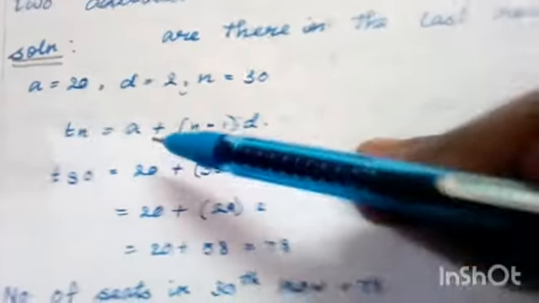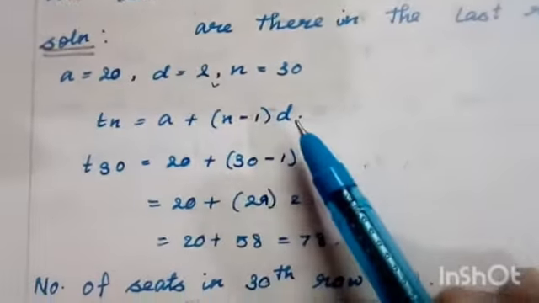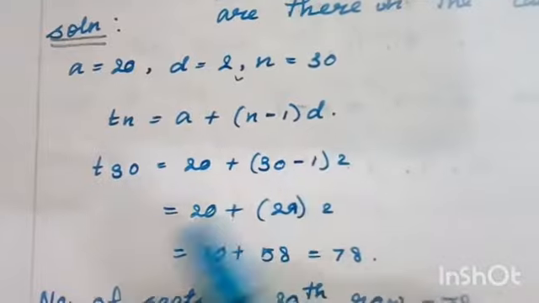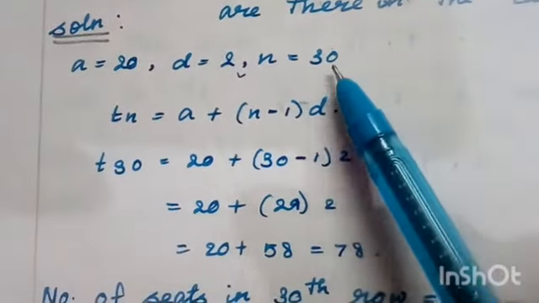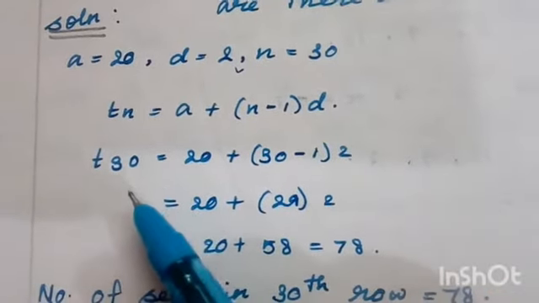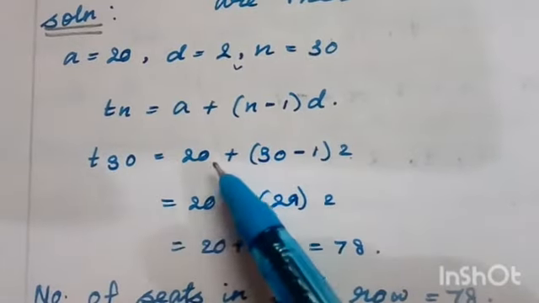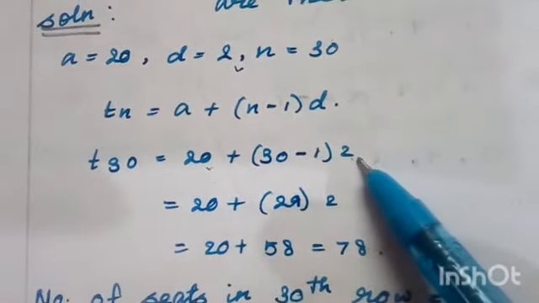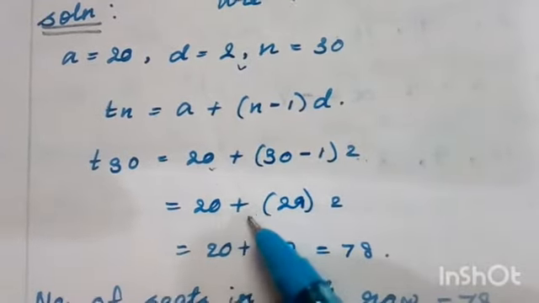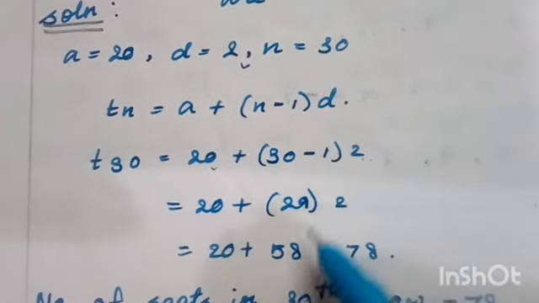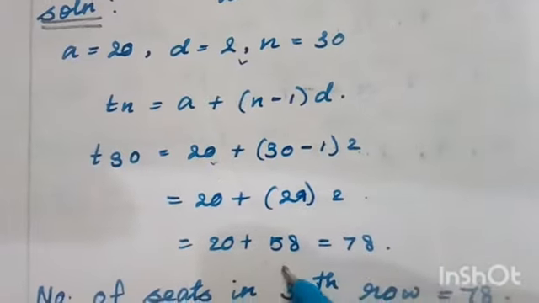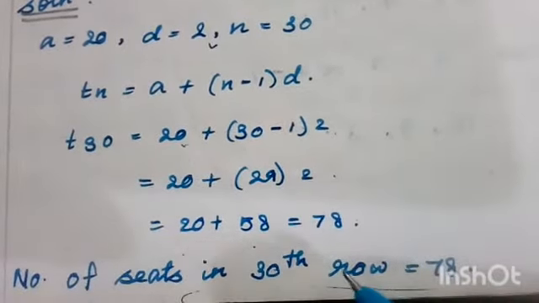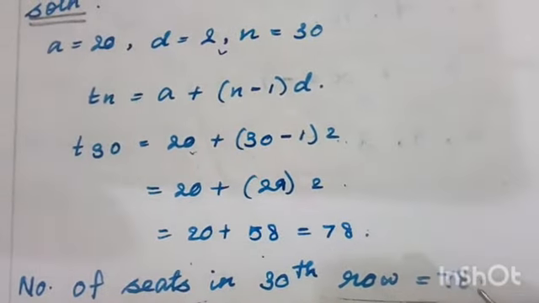The nth term formula is Tn equals a plus n minus 1 into d. The number of rows is 30, and the last row's seats is our question. So T30 equals a, which is 20, plus 30 minus 1 into 2. That is 20 plus 29 into 2, which is 58. So 20 plus 58 is 78. So the number of seats in the 30th row is 78.